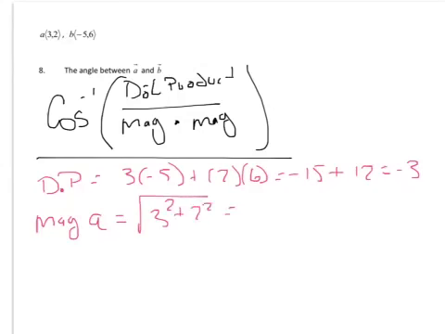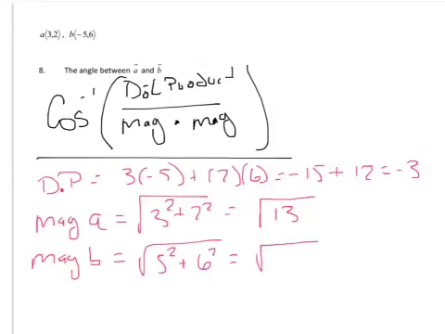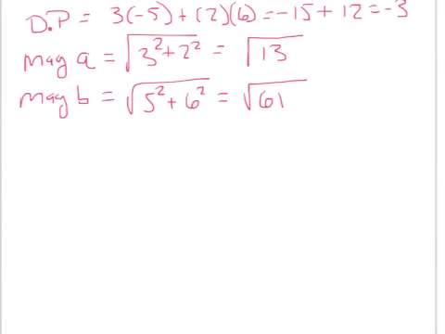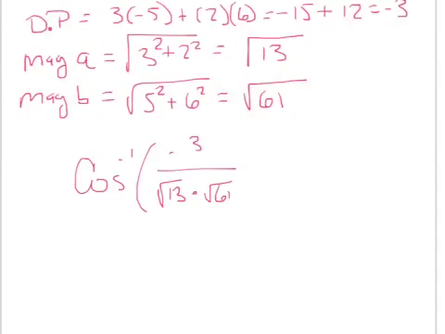The magnitude of vector B is going to be, I'm going to just change it to positive because the square is going to get rid of that. So 5 squared plus 6 squared, which is the square root of 61. I'm going to plug all these numbers into my formula, and I have cosine inverse of negative 3 all over root 13 times root 61.